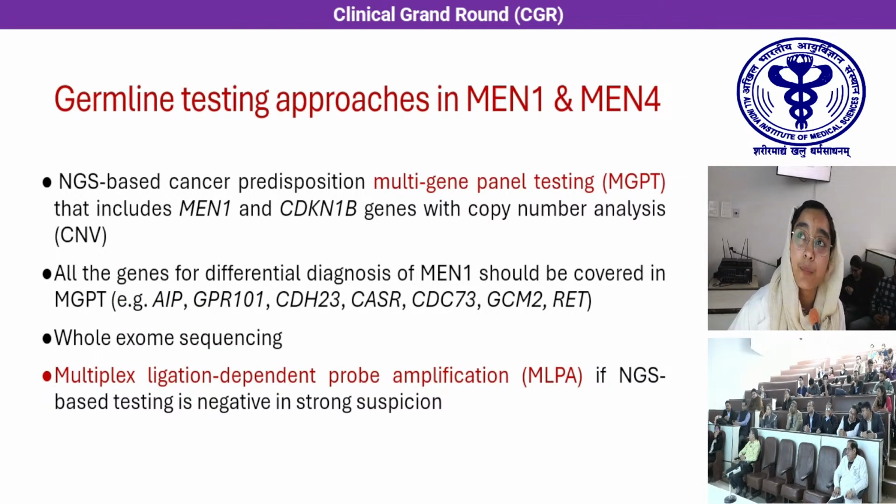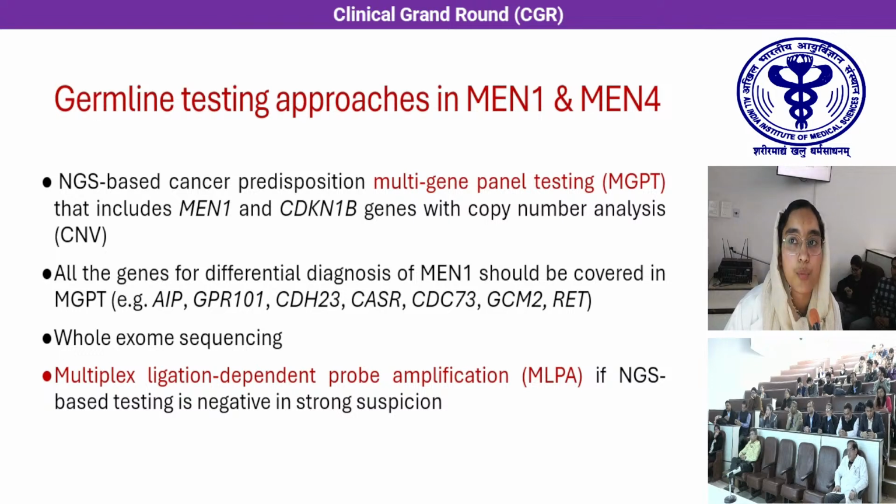The germline testing approach for MEN1 and MEN4 is a little different. These are tumor suppressor genes, and the pathomechanism is loss-of-function variants. So most variants are missense, nonsense, frameshift, or deletion. Since MEN1 and MEN4 do not have a good genotype-phenotype correlation, we should be sequencing the entire genes. That again we can do with multi-gene panel testing or the whole exome sequencing approach.